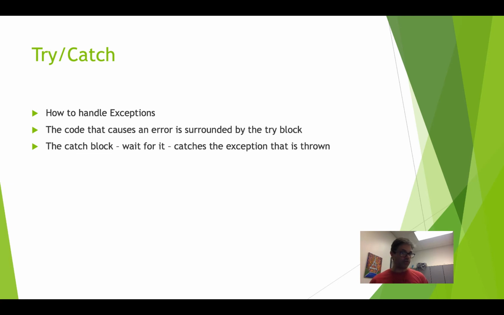And so we do that using a try-catch block. The try-catch block is how we handle exceptions. We put the code that could potentially cause an error surrounded by a try block, and the catch block, wait for it, catches the exception. So instead of crashing your system, you catch it and then you handle it. And it's really, really easy. So we're going to take a look and see how we can do that in just a second. Let's go ahead and take a look at the code.